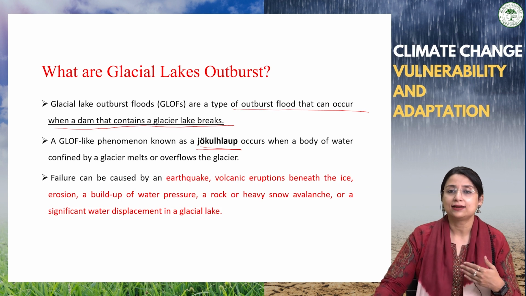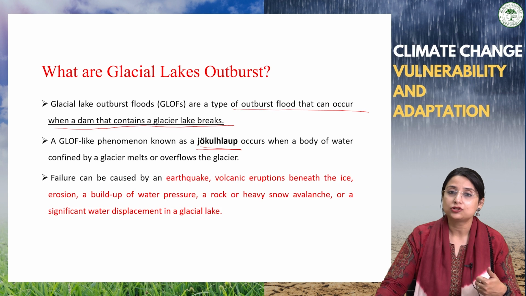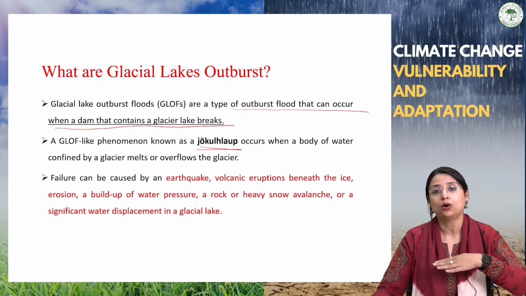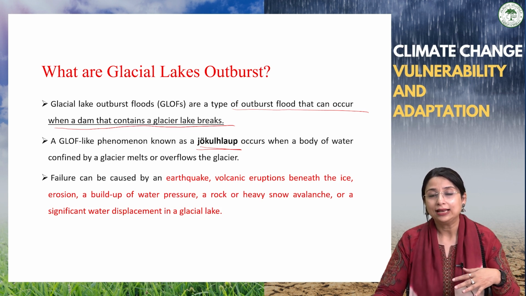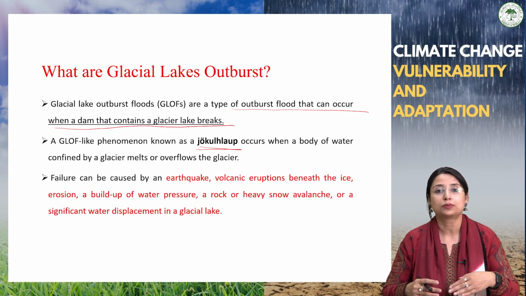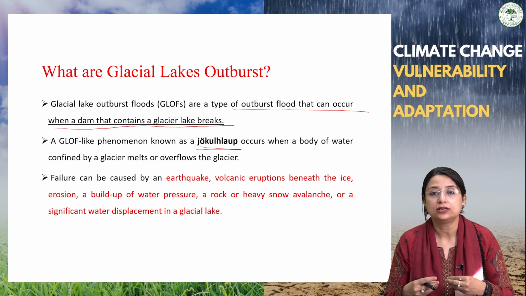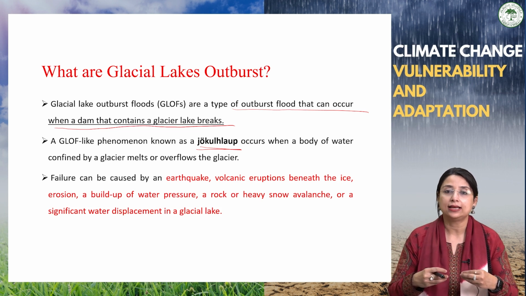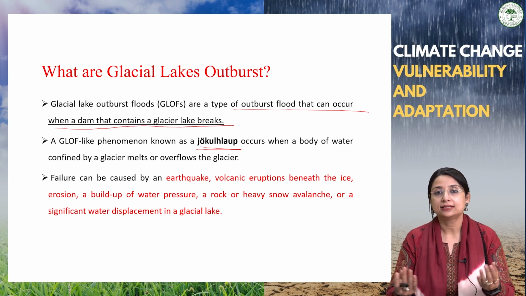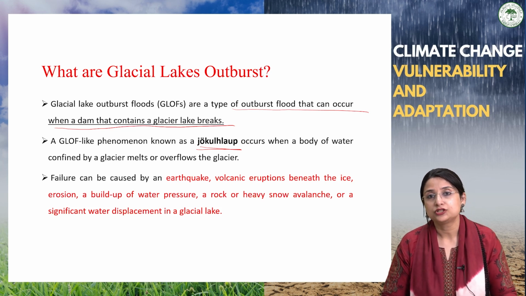We can say there is a supraglacial lake. A supraglacial lake means a glacial lake on the top of the glaciers. There are also moraine dammed glacial lakes, when the glacial lake is surrounded or dammed by moraines. Moraines are the sediments deposited by glacier melting.